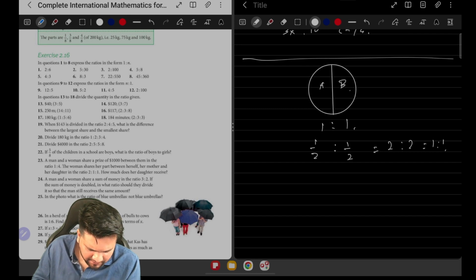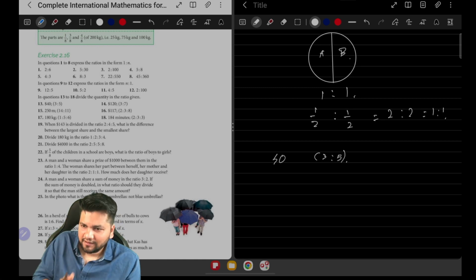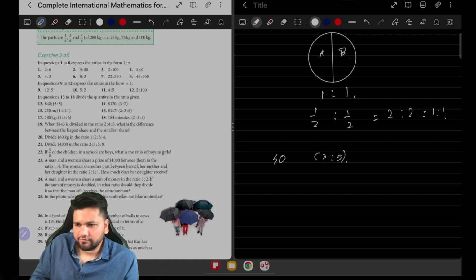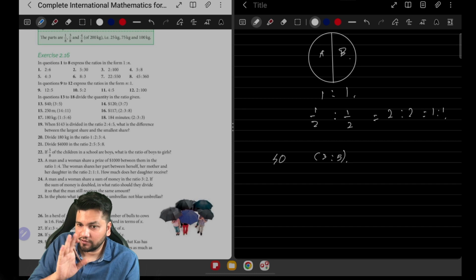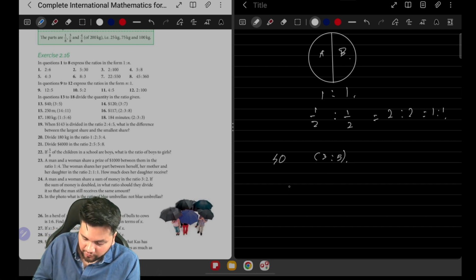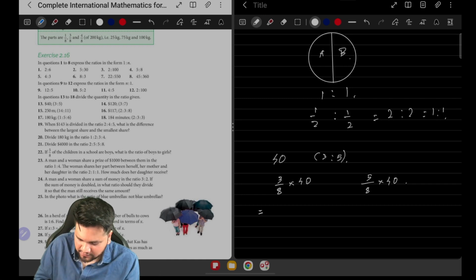Very simple. So if I want to divide $40, they have given in the ratio 3:5. So remember that, here one person is getting 3 parts, the other person is getting 5 parts. But out of how many parts? We have divided it into 3:5, so there are total 8 parts. So the first one will get 3/8 of 40, while the other one will get 5/8 of 40. Now, of course, you can solve it. This is 15 and this is 25.